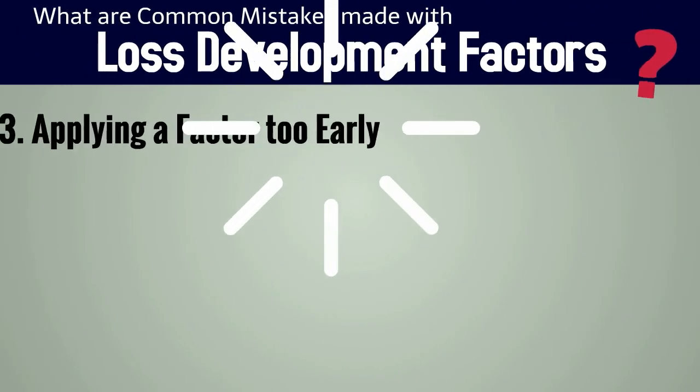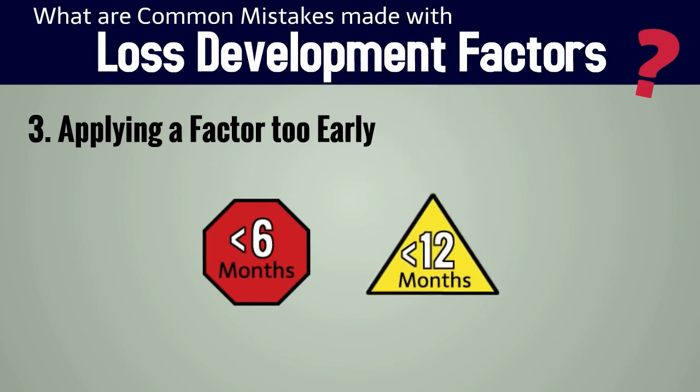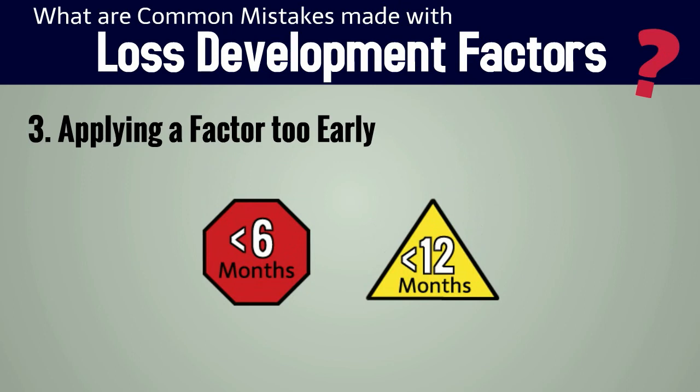Third, applying a factor too early. Loss development factors prior to 6 months of development or maturity should not be used. Loss development factors between 6 months and 12 months should be used with caution. Prior to 6 months of development, a policy is simply too immature and the loss development factors are too high and volatile. Between 6 months and 12 months, the policy is still very immature, and the ultimate losses obtained from development methods would be extremely volatile.